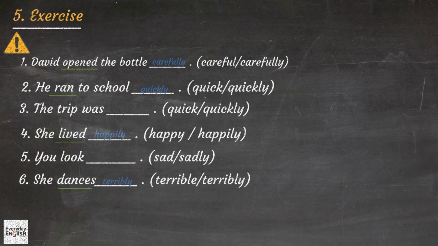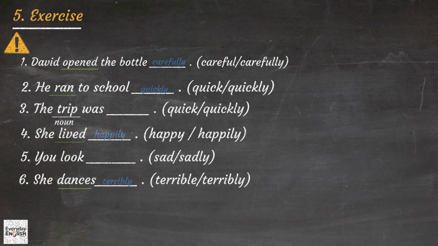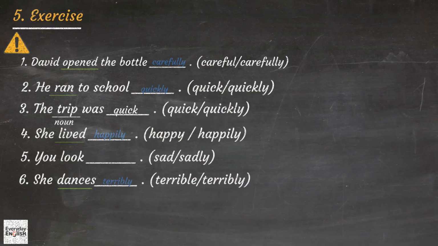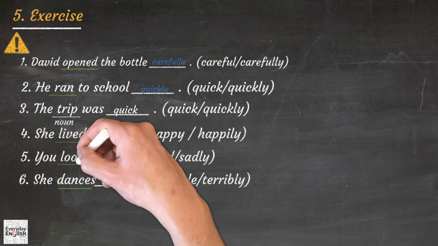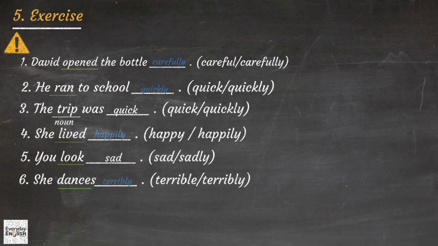As we talked about before, adverbs describe verbs. The word trip is a noun, so we use an adjective to describe it. The trip was quick. The word look here is a verb, but a stative and not an action verb. Therefore, we use an adjective to describe it. You look sad.